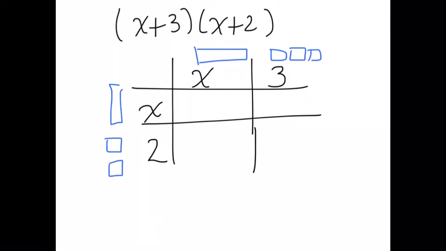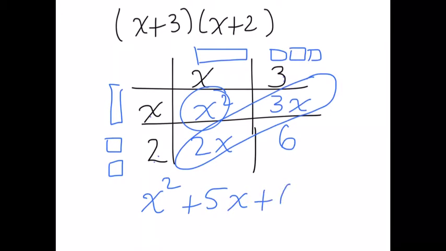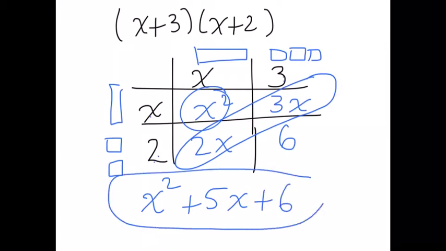What is x times x? x squared. What's 3 times x? 3x. x times 2, 2x. 3 times 2 is 6. Well, now we have some like terms. We can add up along the diagonal. And so we have 1x squared plus 5x plus 6. Of course, we got the same answer as before. We've just done it algebraically.